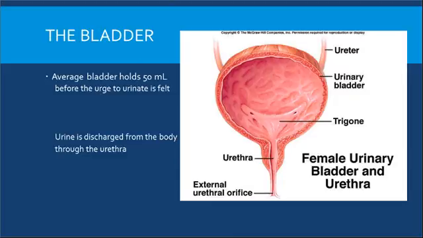Moving on, we're going to skip the ureter. The ureter basically is what connects our kidney to our bladder. It's just a tube. There's not a lot to it. So we don't have a slide just on that, but we do on the bladder. The average bladder holds 50 milliliters before you have the urge to urinate. And urine is discharged from the body through the urethra, which we see at the bottom of the slide here.